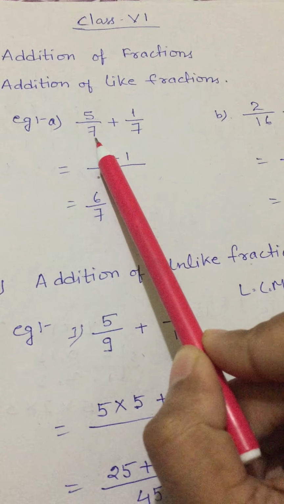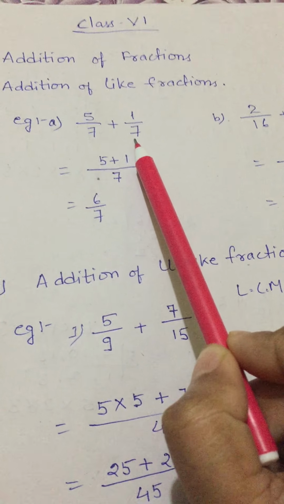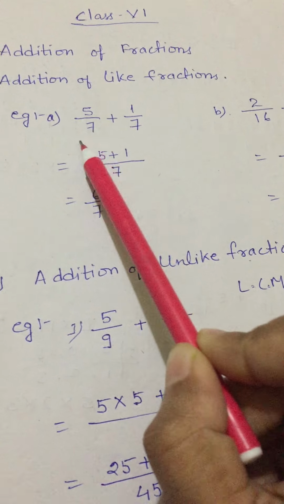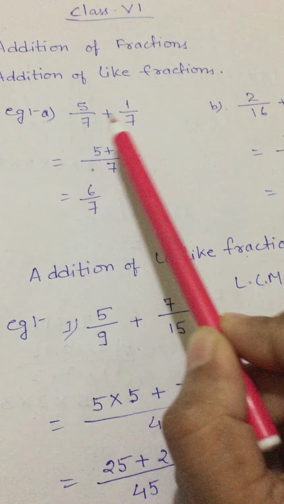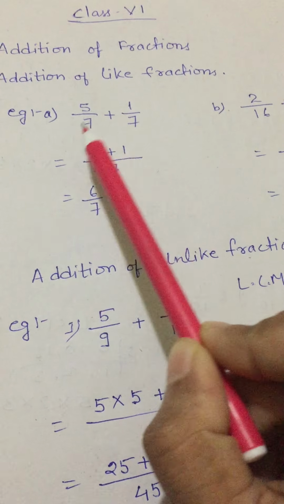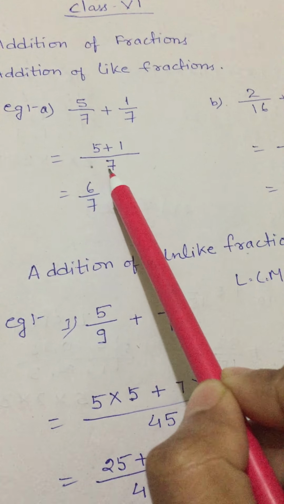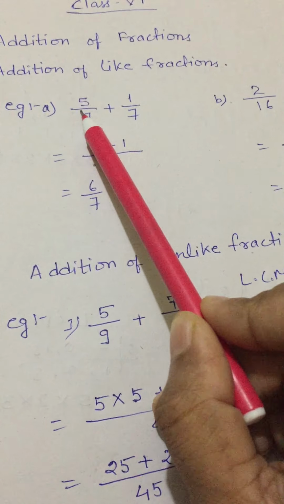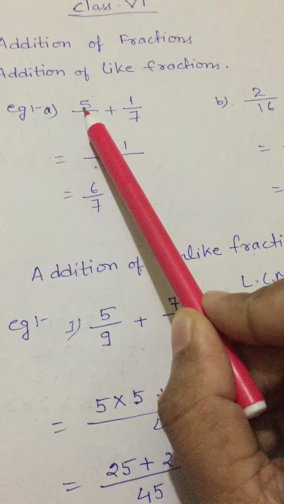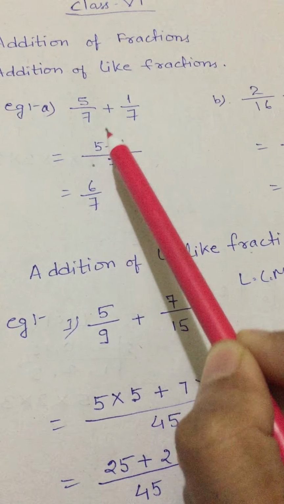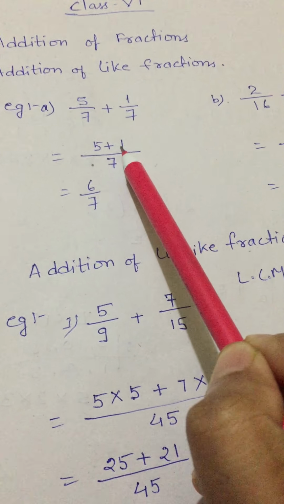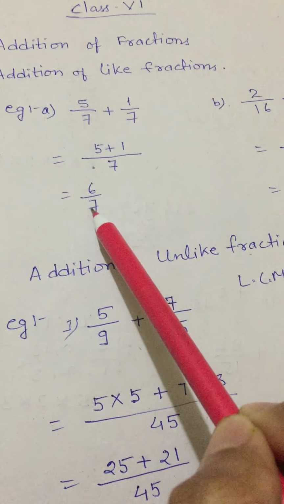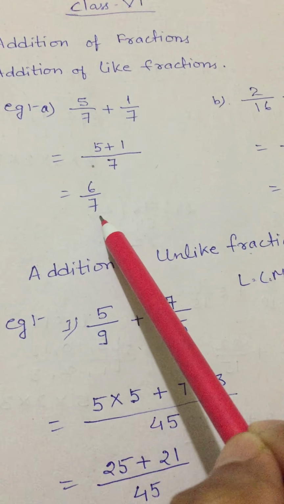So when we add like fractions, we simply write the denominator one time. Here 7, here 7. We don't have to add these 7 plus 7, only write 7. And then we have to add numerators. 5 plus 1, 6 by 7. So this is the answer.